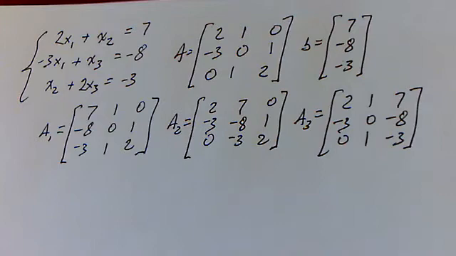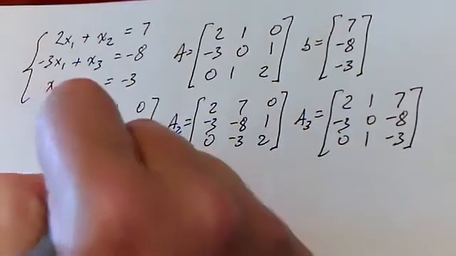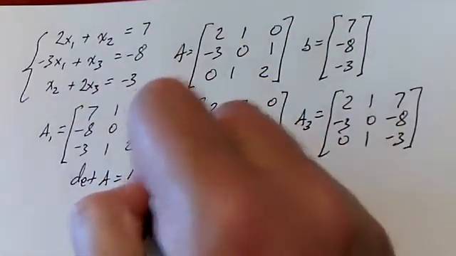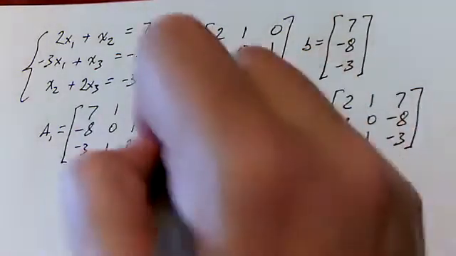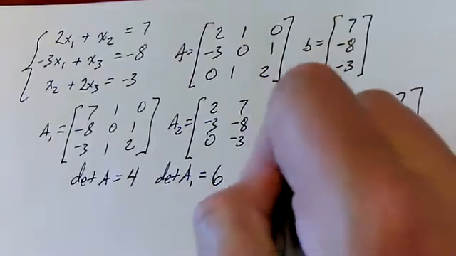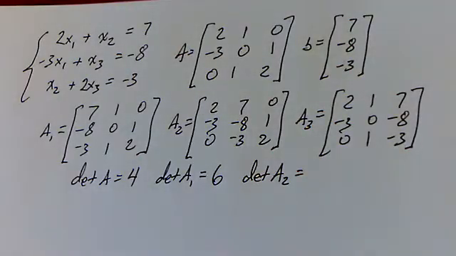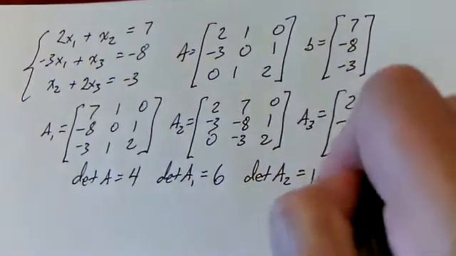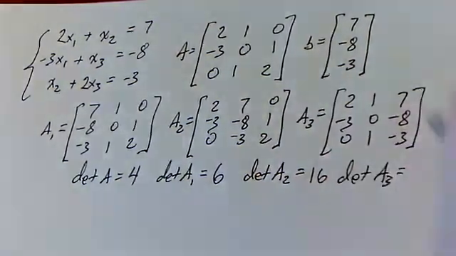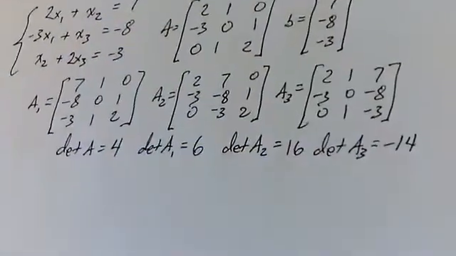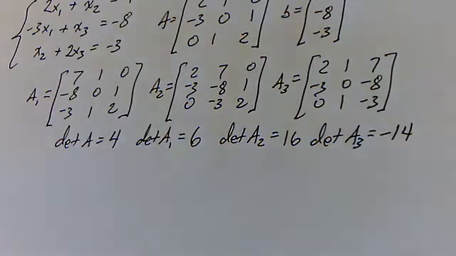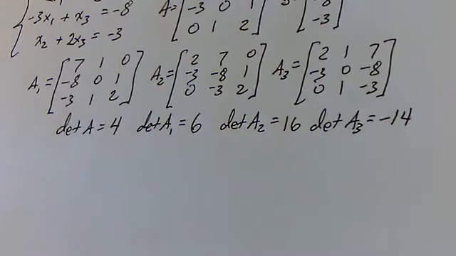Okay, so don't rush yourself. Feel free to use the calculator. When you do that, you should get that the determinant of A is 4. The determinant of A1 is 6. The determinant of A2 is 16. And the determinant of A3 is -14. So again, take your time finding those. Feel free to use a calculator. There's a determinant command in the TI calculator that you can use to your advantage.